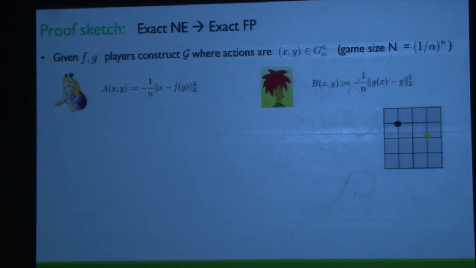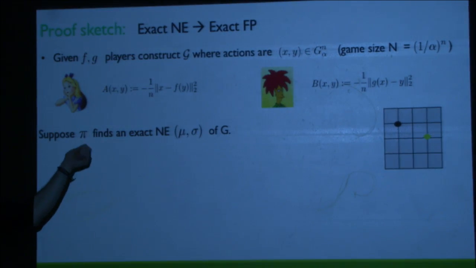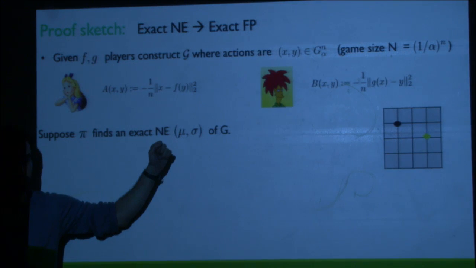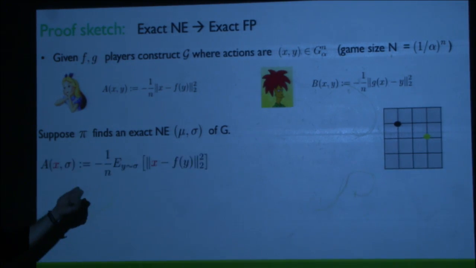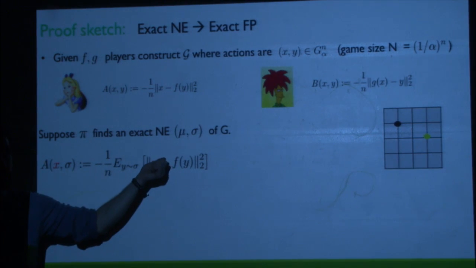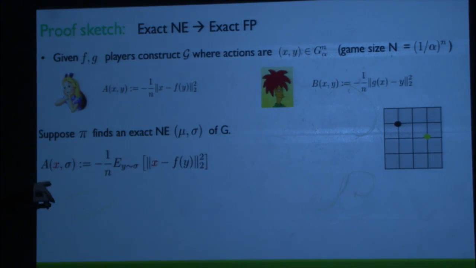Okay, so this is the game, right? This step required no communication. Now suppose Alice and Bob have a too good to be true protocol pi that finds some Nash equilibrium mu, sigma. The heart of the proof is showing that, at least in this case, this equilibrium must be pure, in fact. So why is that?